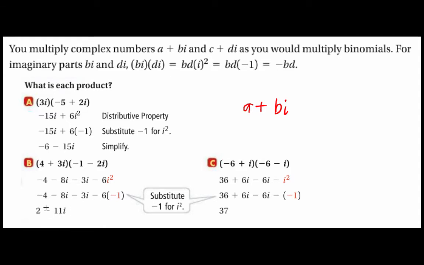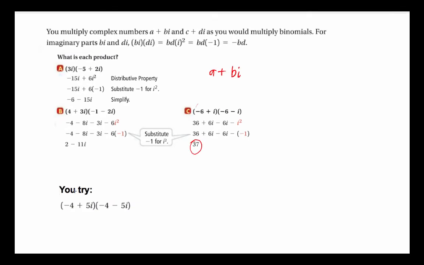And then adding all of that together, negative 4 plus 6, we get a 2. Negative 8i minus 3i, we get a negative 11i. So 2 minus 11i is the result of that. And then here's another example on C, worked out. If you notice, this one winds up working out to be just a purely real number. So go ahead and pause the video and try this example. Take the complex number negative 4 plus 5i and multiply that by negative 4 minus 5i and see what you get.